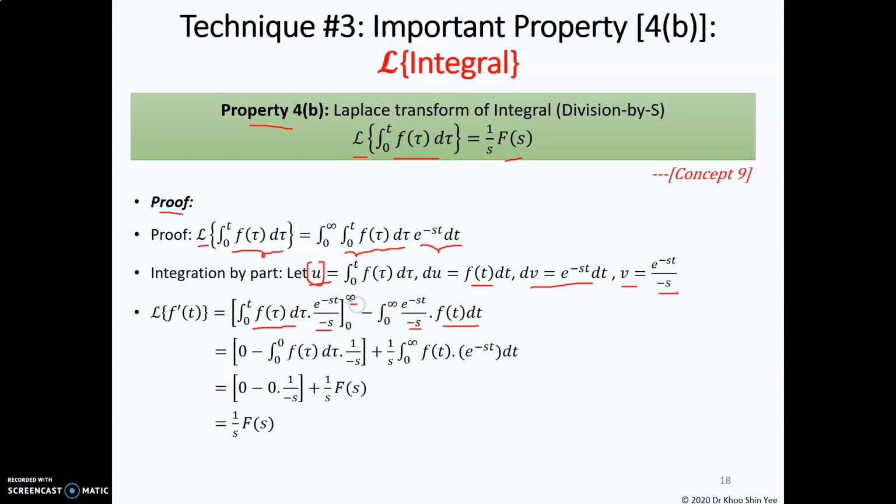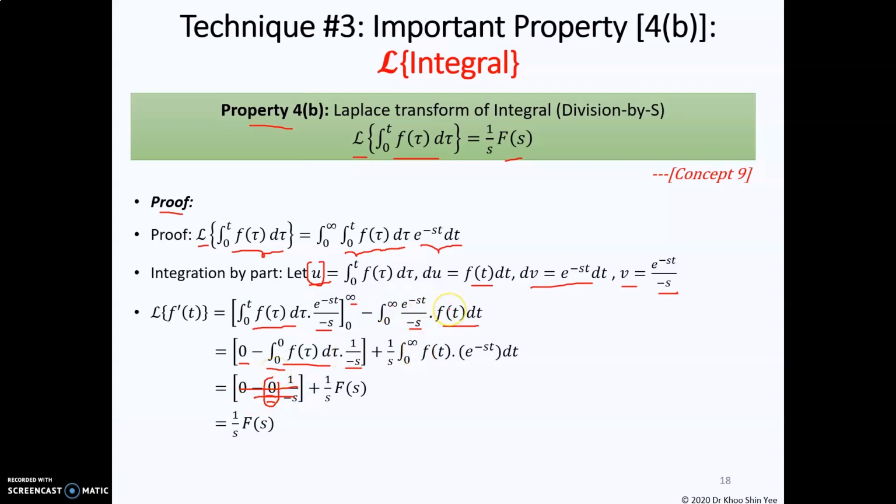Substitute the limit infinity inside this, you get exponential negative infinity, which is equal to 0. And then you substitute the limit 0 inside, you get 1 over negative s, which is this term. And then 0 substituted to t here, you get integration from 0 to 0, so the area for this is 0 as well. So in this part, you get 0.